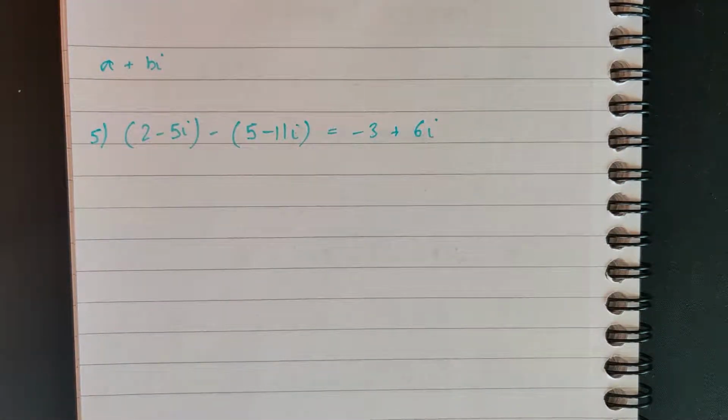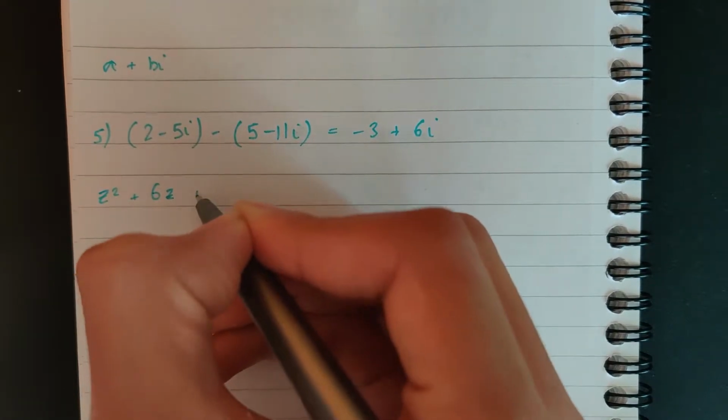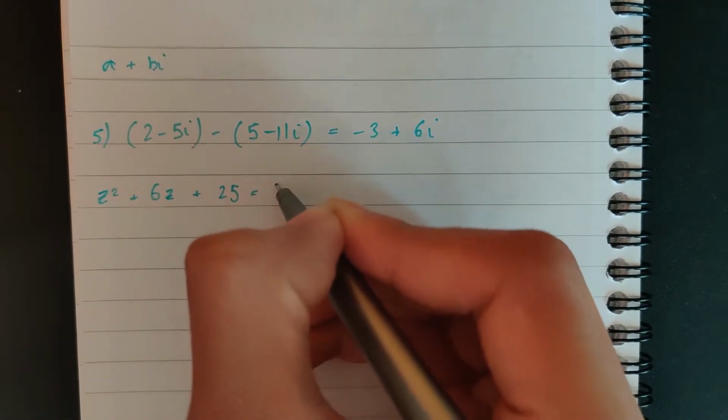You may also be asked to find the roots of a quadratic equation with complex roots. Now there are many ways to do this, but I'm going to cover two methods you should have learnt during your GCSEs. Let's say we have a quadratic equation, z squared plus 6z plus 25 is equal to 0.